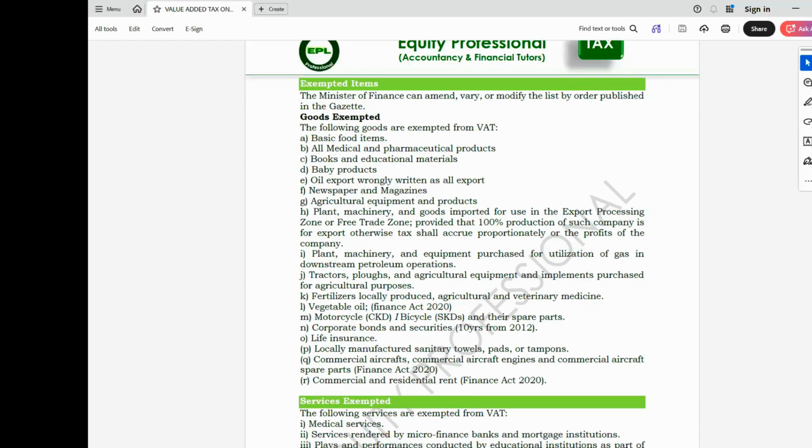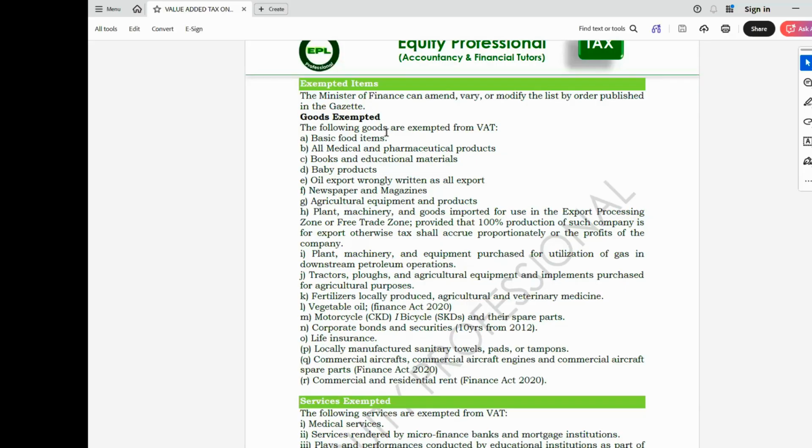There is no time ICAN will set a question on value added tax where they will not ask you either exempted item or zero rated item. So this exempted item now, services that are exempted. For the goods exempted now, the following are the goods that are exempted from value added tax.